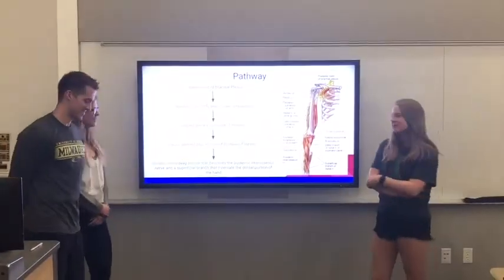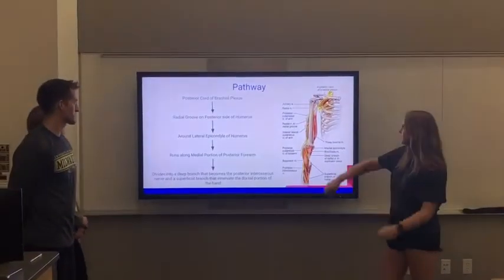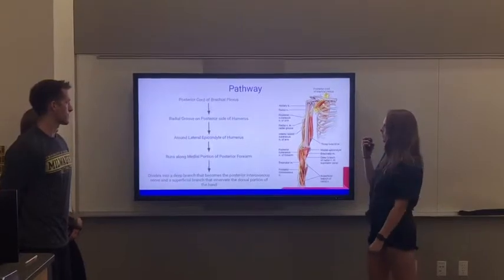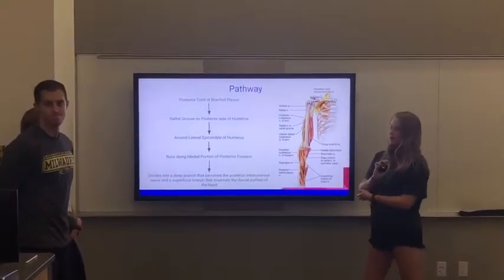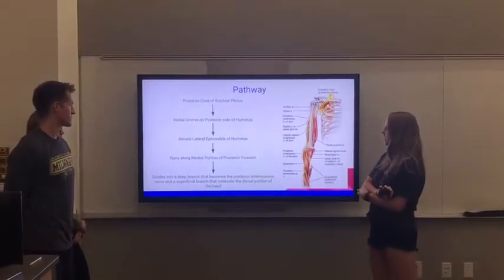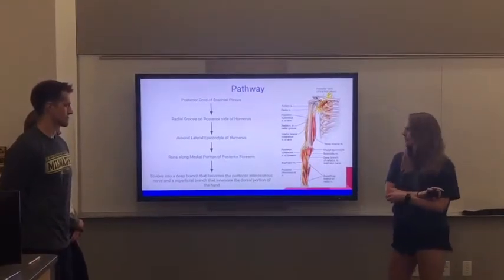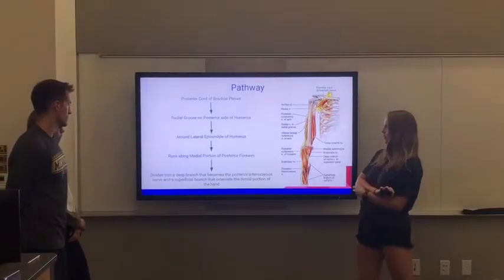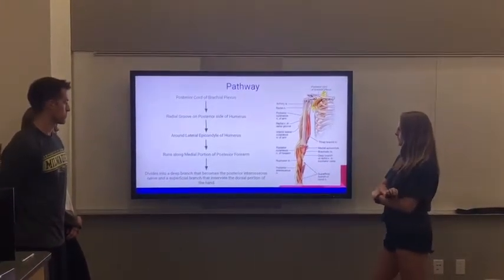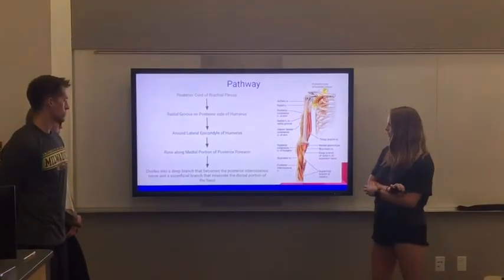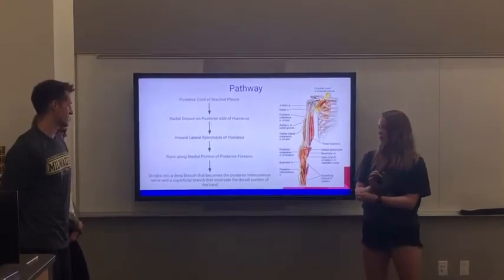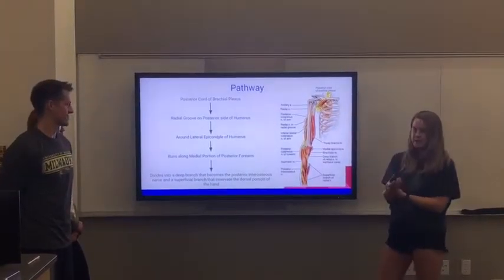Okay, first we'll start with the pathway of the radial nerve, which is depicted in this picture. First, it comes off the posterior cord of the brachial plexus and then moves on to the radial groove of the posterior side of the humerus. Then it travels around the lateral epicondyle of the humerus, down along the medial portion of the posterior forearm, and then at the end it divides into deep branches that become the posterior interosseous nerve and the superficial branch that innervates the dorsal portion of the hand.